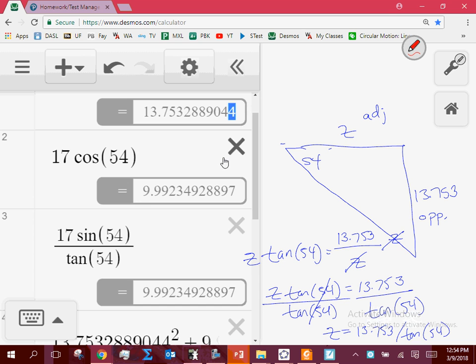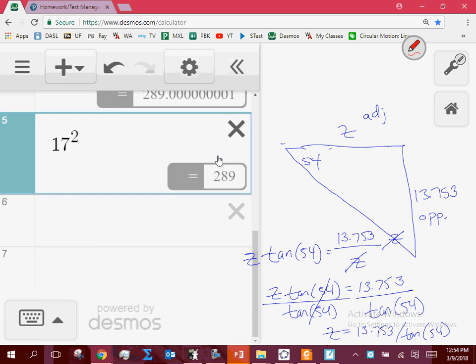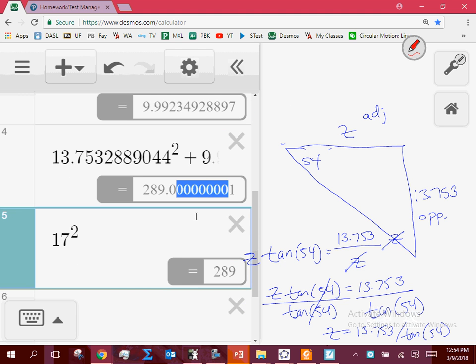So because of that, we get a little bit of rounding error. Okay? It's very, very small, right? So it's not a big deal. We can make the argument that they're the same. But that's the reason for that.